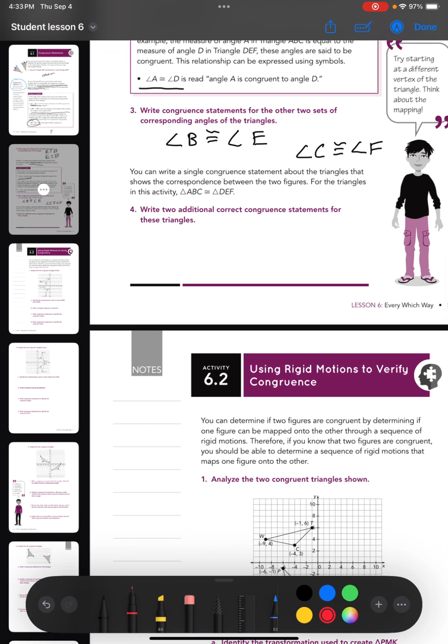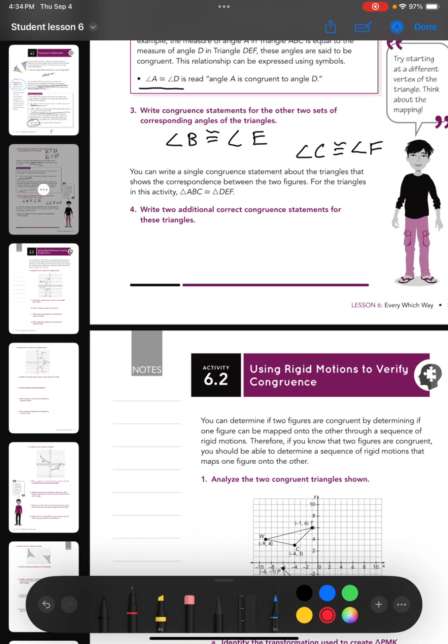Okay, you can write a single congruent statement about a triangle that shows correspondence between the two figures. For triangles, we say triangle ABC is congruent to triangle DEF. Write two additional congruent statements for these triangles. The key here is that when you write congruency statements, the order of those vertices needs to match congruent angles. If A is first, it needs to correspond to the first letter in the next triangle as its corresponding angle that's also congruent, which is angle D.